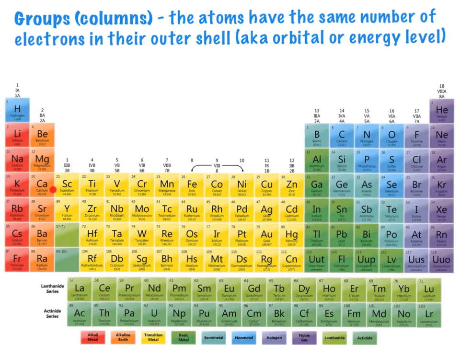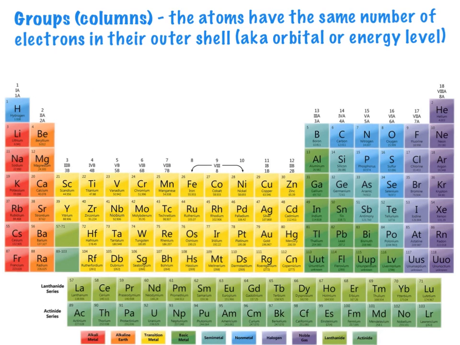And the same goes for the third group, the fourth group. They all have the same number of electrons in their outer shell. And that goes all the way from group 1 all the way to group 18. So group 18, they all have the same number of electrons in their outer shell.